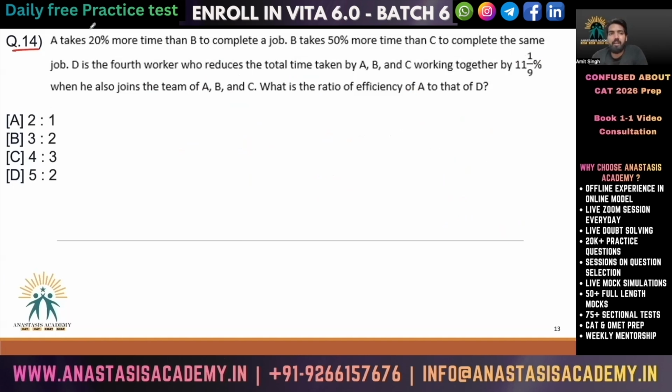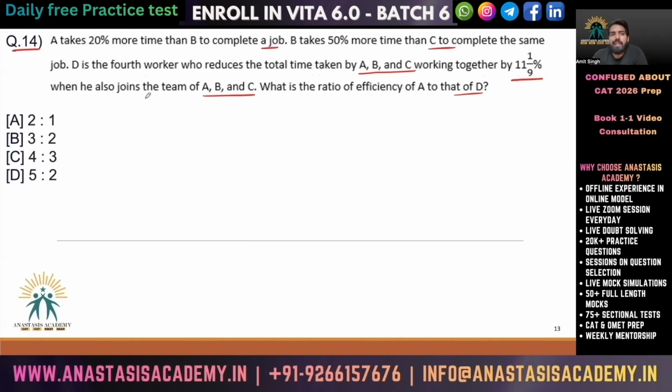Let's look at this question now. A takes 20% more time than B to complete a job. B takes 50% more time than C to complete the same job. D is the fourth worker who reduces the total time taken by A, B, and C working together by 11 1/9% when he also joins the team of A, B, and C. What is the ratio of efficiency of A to that of D?